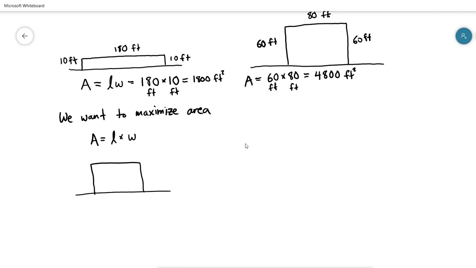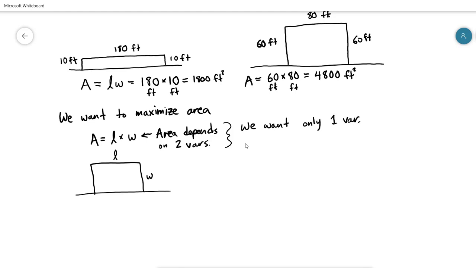here's our picture, I will call this the length and this the width. So this is the idea. But if you'll recall, one of the goals of setting this up is to write it in terms of only one variable. So right now, area is a function that depends on two variables, right? It depends on both L and W. So we only want one variable. We're going to need to find a relationship between those two variables.